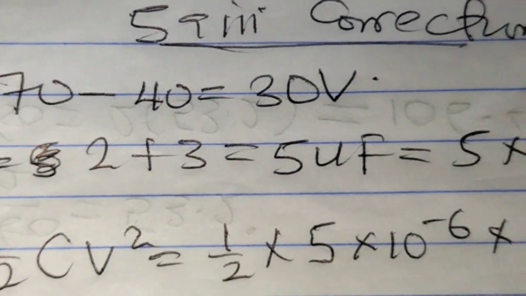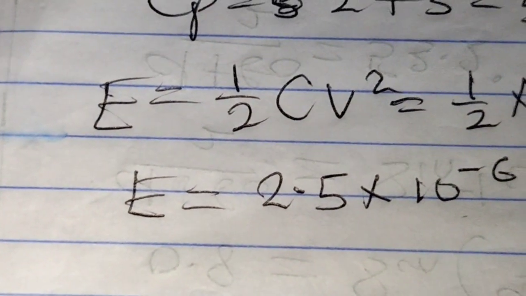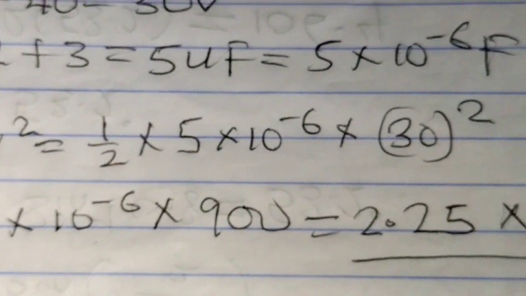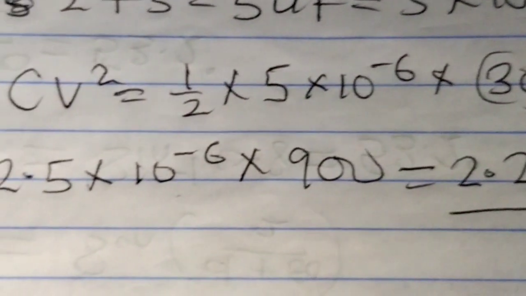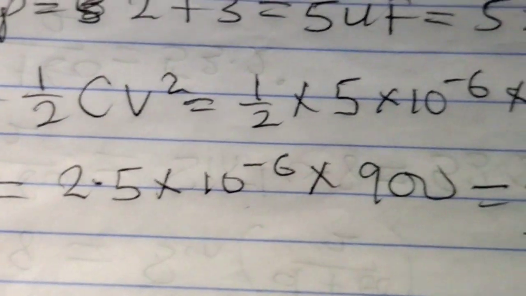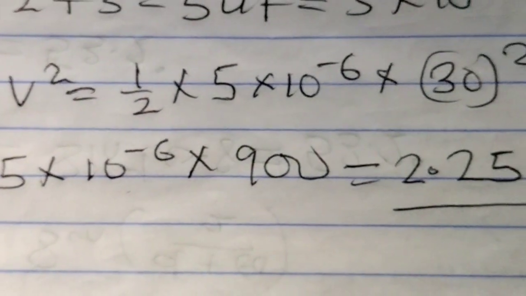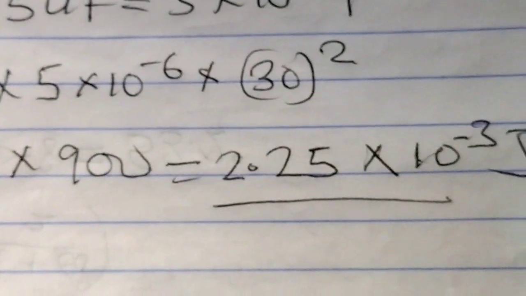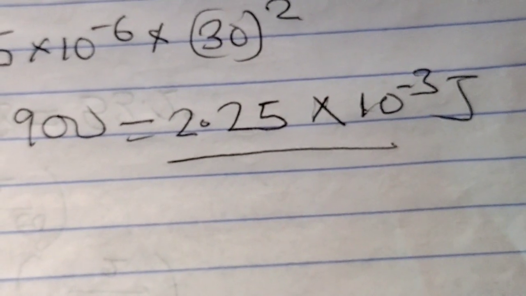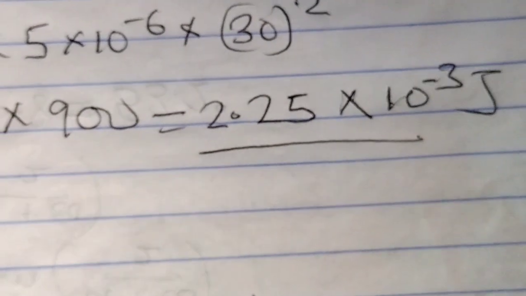30 volts. So applying all this in this equation and substituting, our E becomes half times 5 times 10 to the power minus 6 times 30 squared. Solving, our E becomes 2.5, since 2.5 is half of 5, 2.5 times 10 to the power minus 6, then times 900, which is 30 squared. And that gives us 2.25 times 10 to the power minus 3 joules. So that is the energy stored by the capacitors that are in parallel.